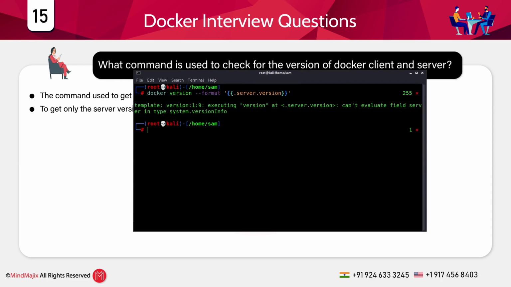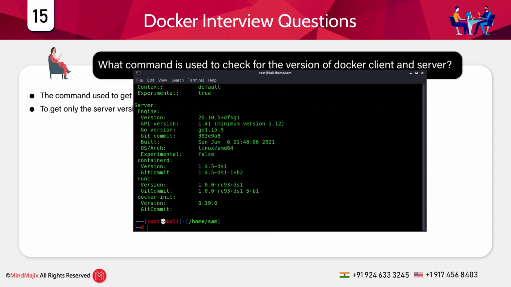When I run this, it says: executing version at server.version, can't evaluate field server type system info. So maybe we need to provide capital S and capital V. Now run this. Yeah, so finally it prints only the version of Docker directly. But if we remove these flags and switches and execute docker version, it will print many more things, right?